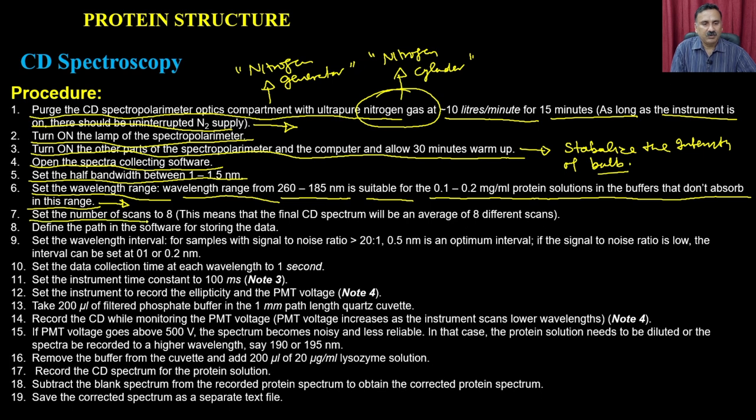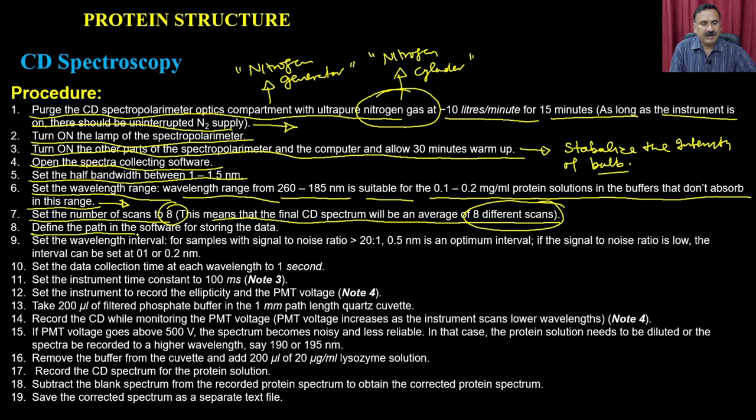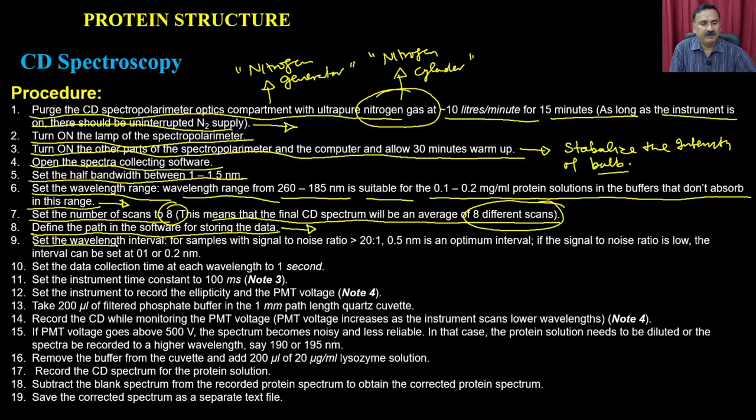You can set the number of scans to 8. This means the final spectrum will be the average of 8 different spectra, which means you are asking the instrument to do 8 scans and then show you an average of those 8 scans. Define the path in the software for storing the files, which means you define where you should store the files.